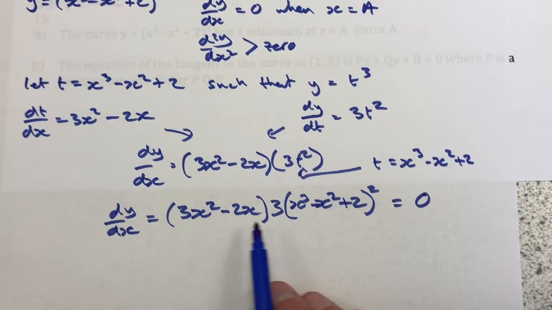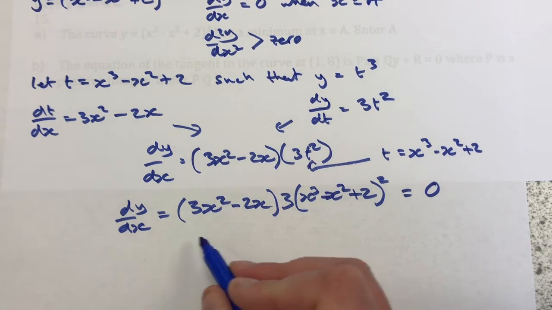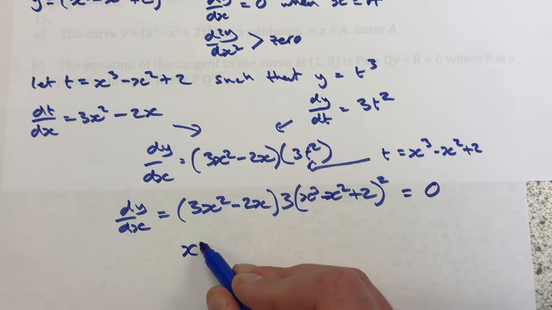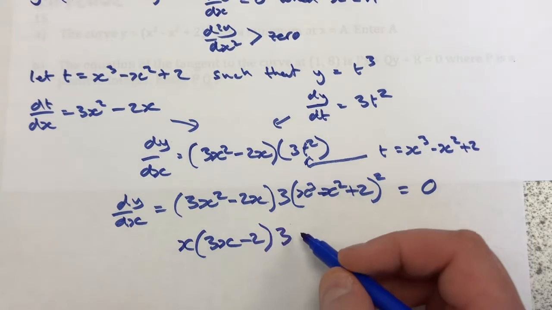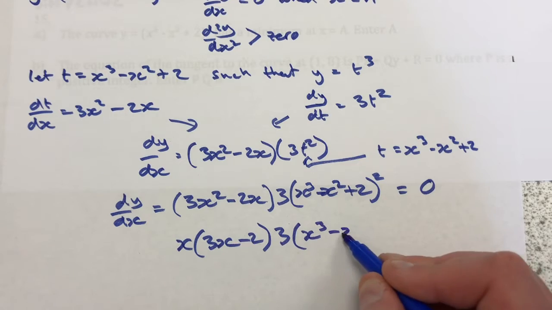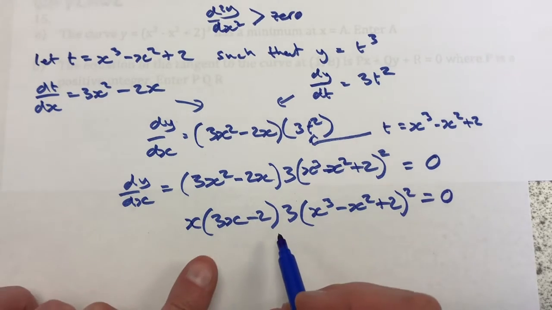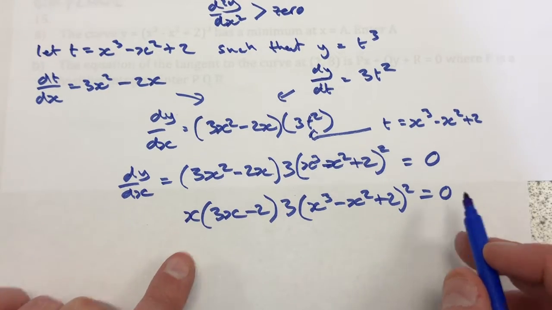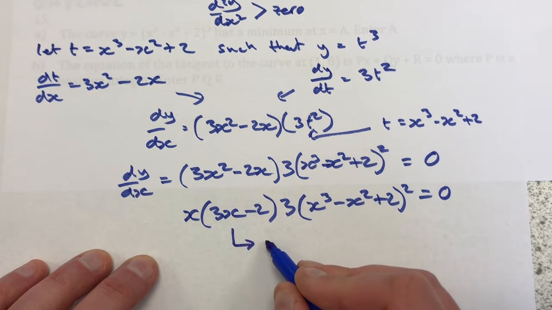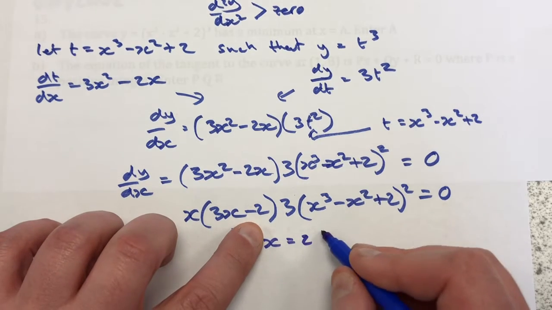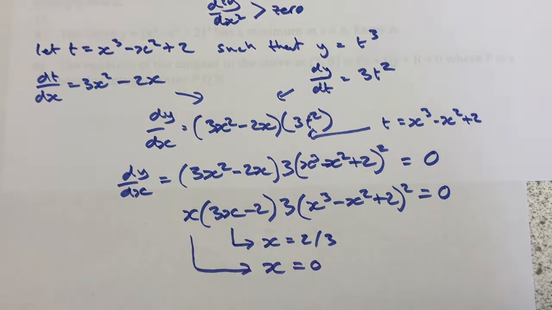So looking at this expression here, I'd like to focus in on this area and pull out a common factor of x, so I can write x(3x − 2) close brackets, 3(x^3 − x^2 + 2) squared equals 0, and we're going to be able to produce a 0 over here just by looking at this end. So we've got a solution when x equals 2/3, and we've got also when x equals 0.